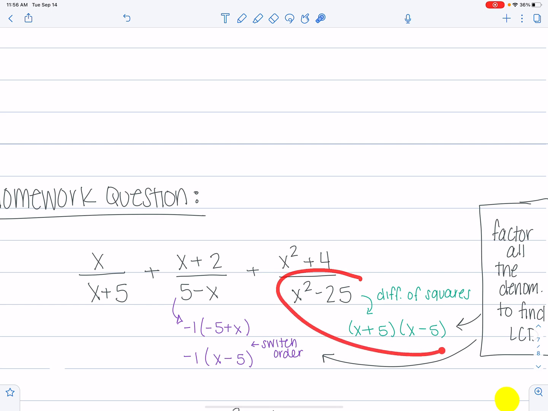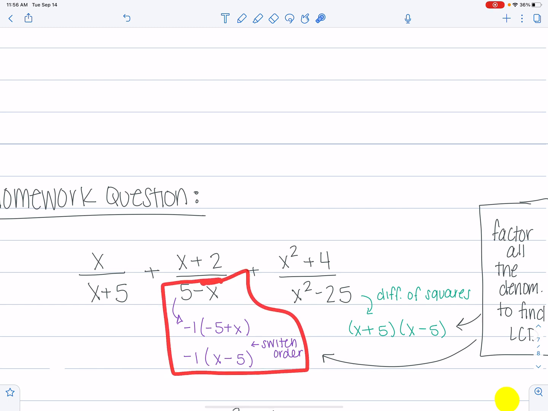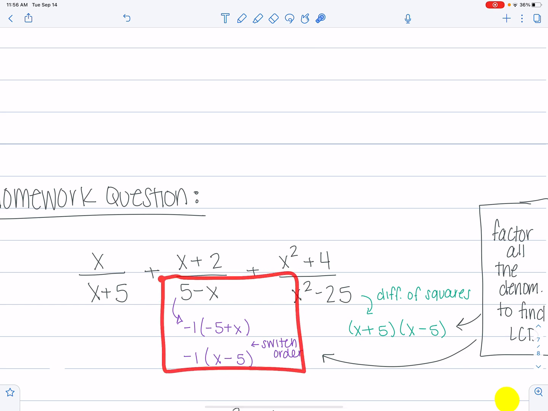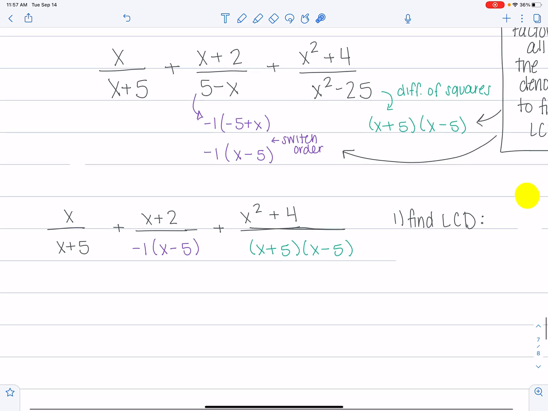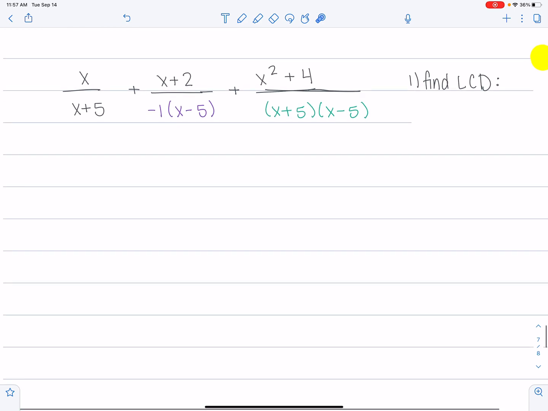X squared minus 25 is a difference of squares, and so that's x plus 5, x minus 5. I do want you to look at this one. With this one, it's a little bit weird. This is something that we looked at back a couple of sections ago. But 5 minus x is actually the same thing as negative 1 times x minus 5. And so you can see that there. I'm going to now rewrite my fractions with the factored form. And so you can now see the denominators I've rewritten as the factored form.